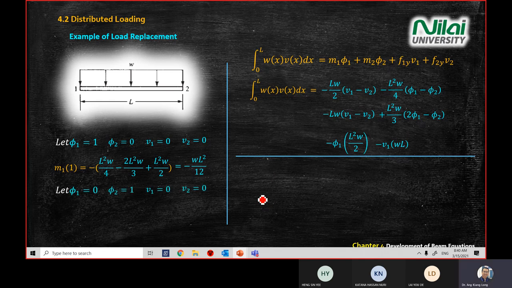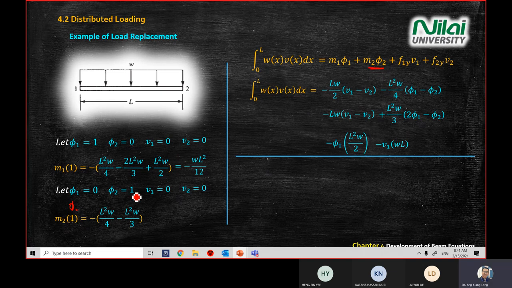You repeat the same process for, let's say, we only have rotation number 2 in our boundary condition. So the rest is 0, 0, 0. Means we don't have rotation 1, we don't have vertical displacement at point 1 and 2. I show you the second one, and then you can do for the rest. You do the same steps like what we did just now, you cancel here and there. So for moment 2, you arrive only at moment 2, rotation 2, which is you only have this term.